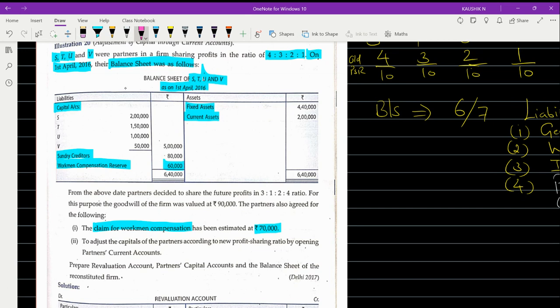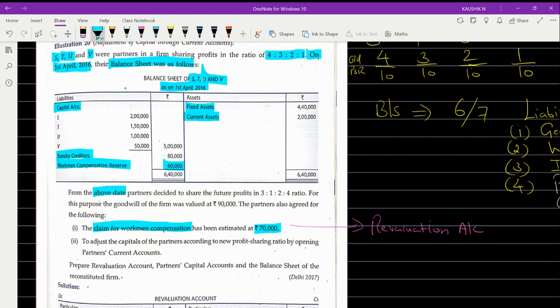We have to remember that we have to open the revaluation account. In this case, through revaluation only, we need to pass the entries. There is a necessity for a revaluation account. Now the question further talks.